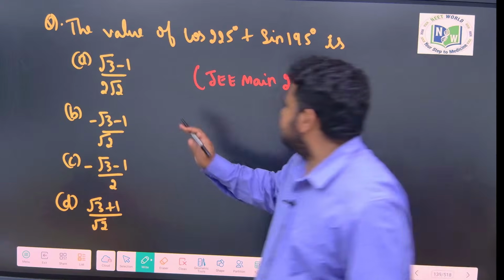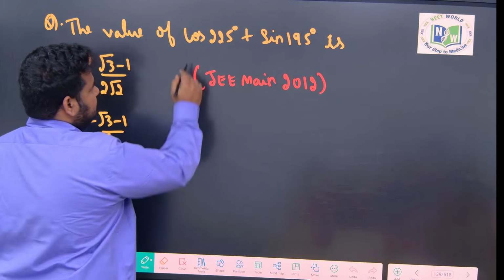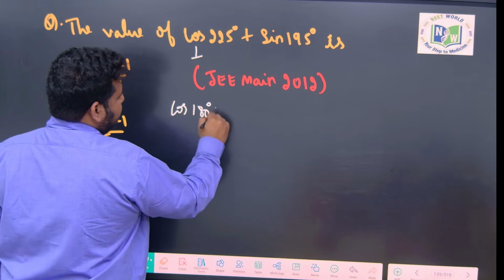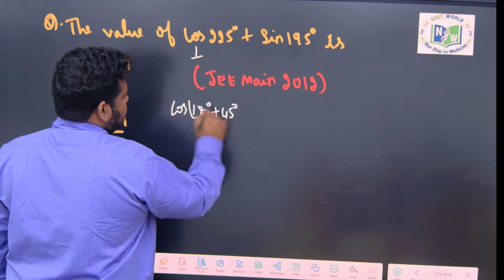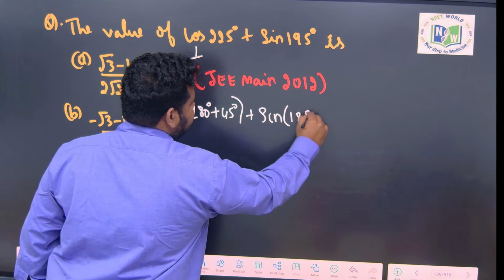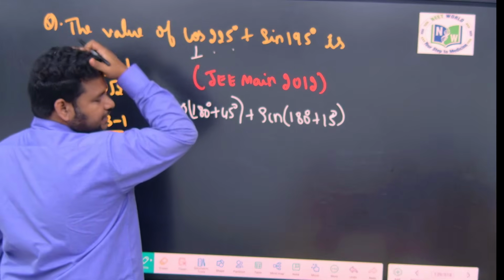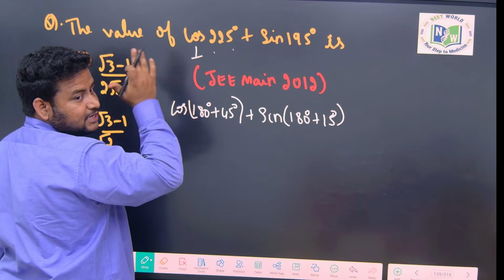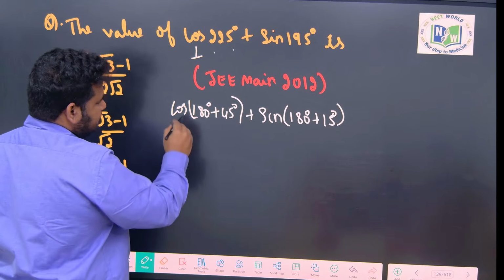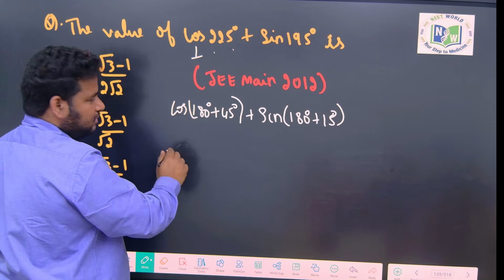So first thing, please observe the value of cos 225 degree plus sin 195 degree. Cos 225 can be written as what? Cos 180 plus 45. Correct? And sin 195 can be written as sin 180 plus 15. So 225 is in which quadrant? Think correctly. Third quadrant. Cos is negative or positive? Negative. This I will write as minus. Cos 180, 180 is what? Even multiple or odd multiple? Even. So cos will remain cos. So I will get what?